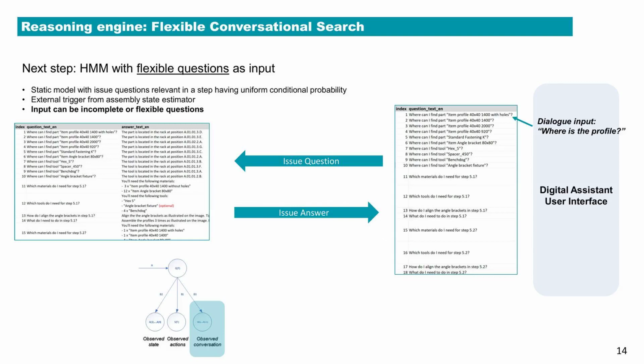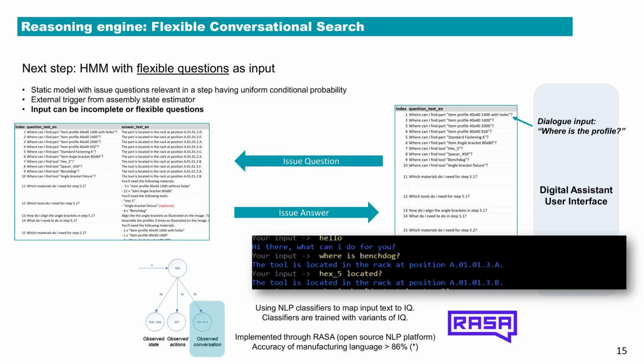We are investigating if the reasoning engine can find the best issue question with a higher probability when having access to the external sensor's information, as well as to the historical data when, for example, the question that comes from the operator is, where is the profile? To do this, we are investigating how easily the NLP classifiers can do the mapping of the issue questions to the input question. We used Rasa as an open-source NLP platform.